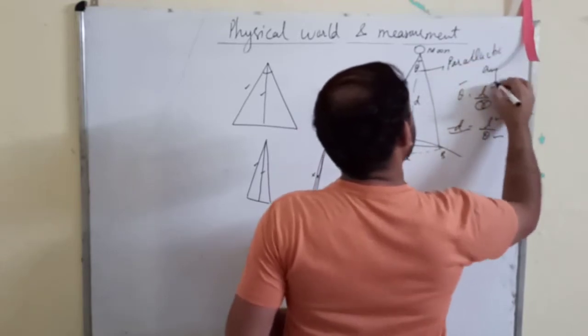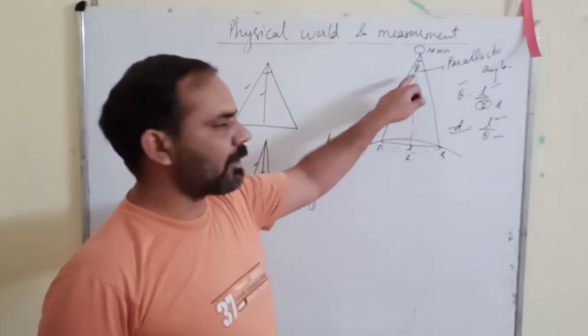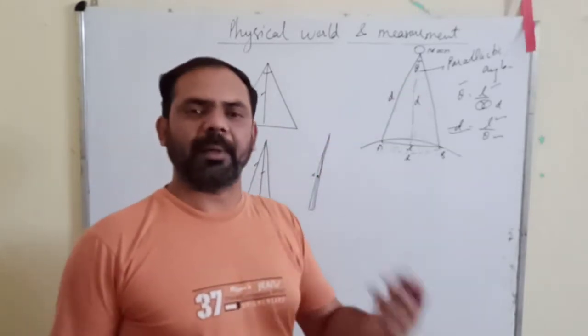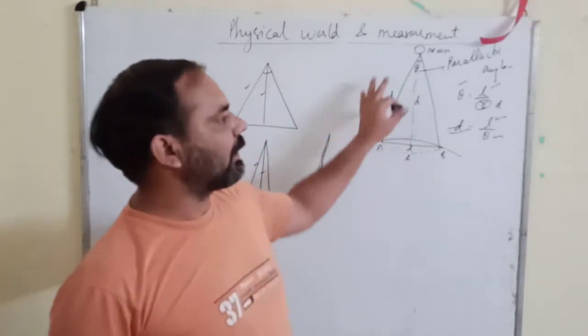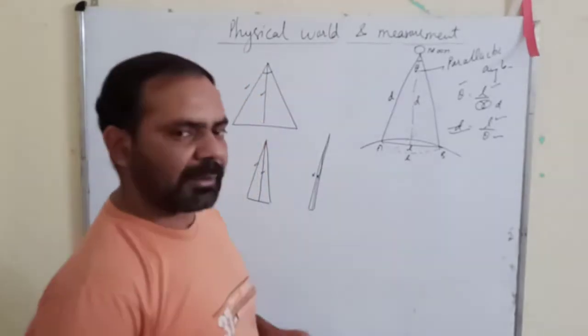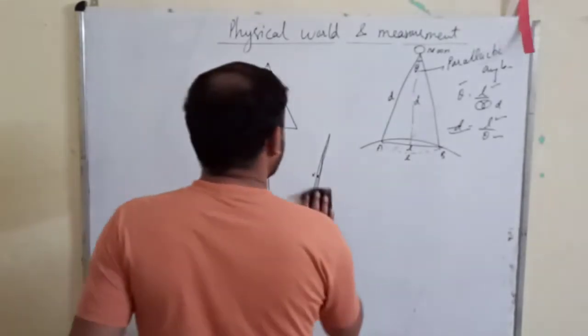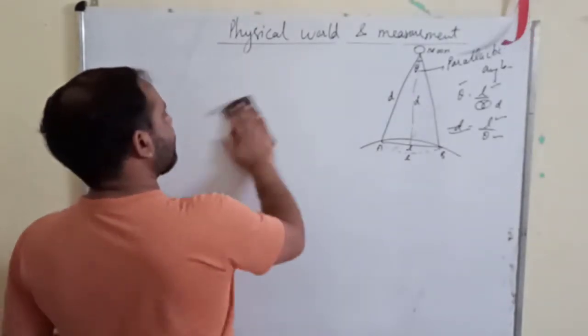This method is called the parallax method because the angle here is called the parallactic angle, or simply the parallax. This angle is called the parallax angle or parallactic angle, and that is why the method is called the parallax method.